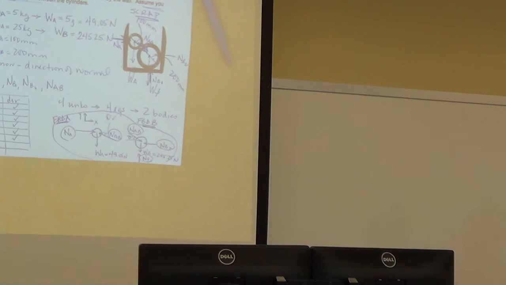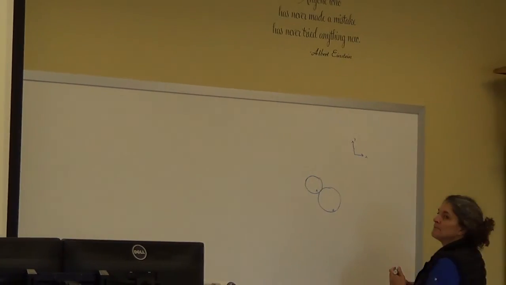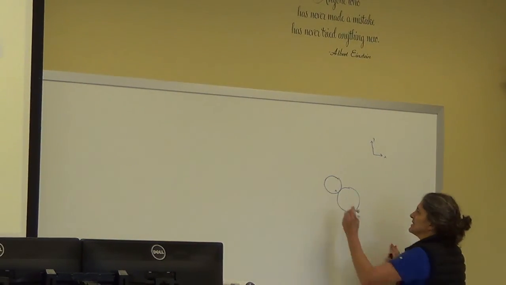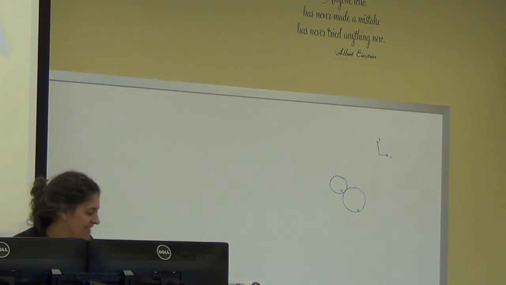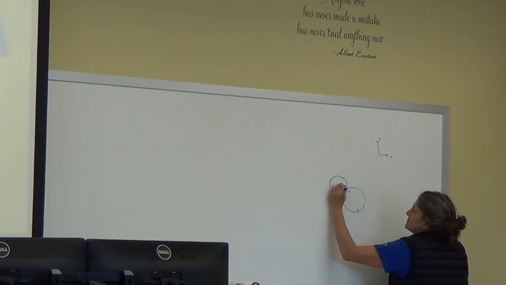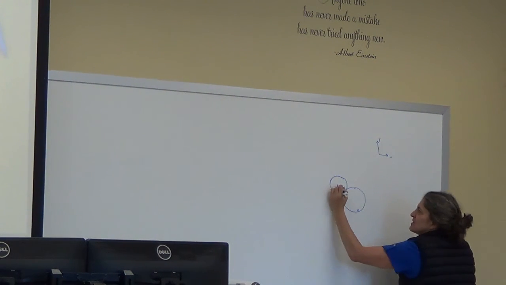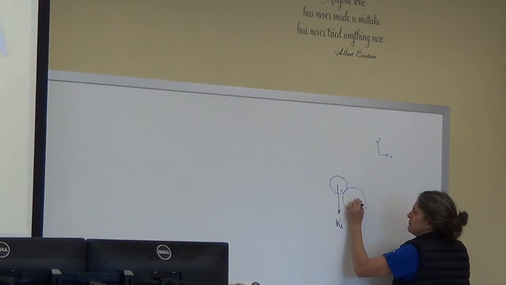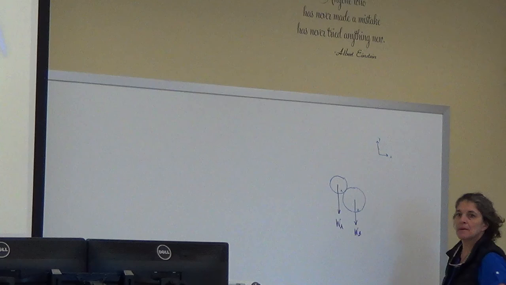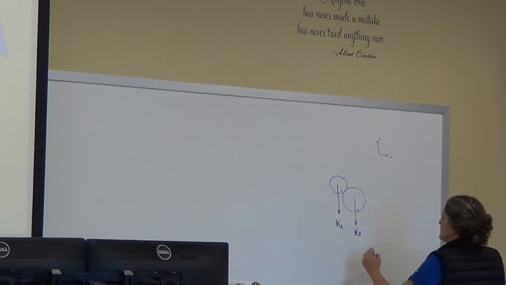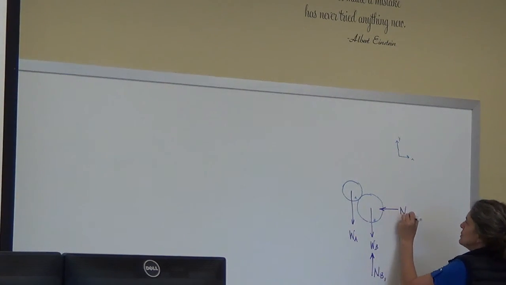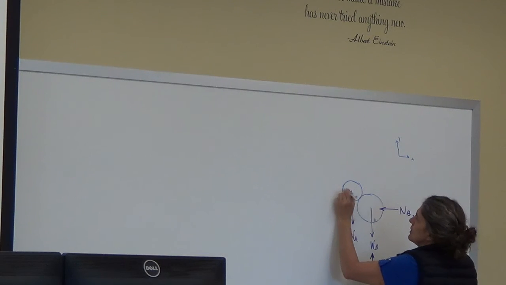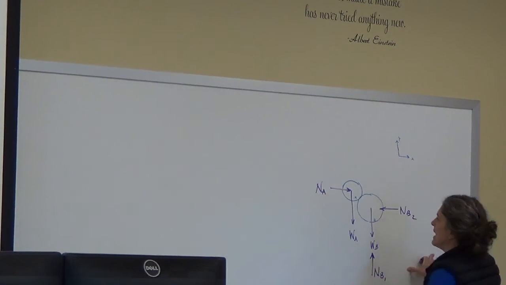Okay? So let's draw this free body diagram. What should I have? Gonzalo. The weight of which one? Both? Good. So, weight of A and weight of B. What else? Normal for B1 and B2? Okay, normal B1, normal B2, and? The normal for A.